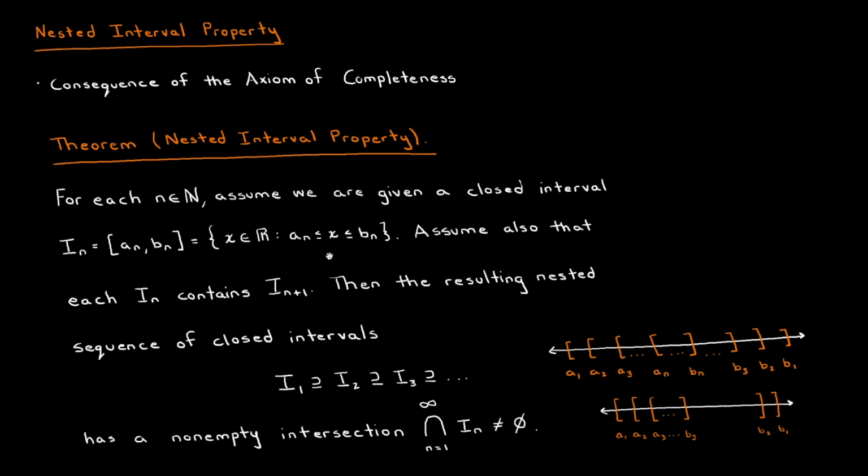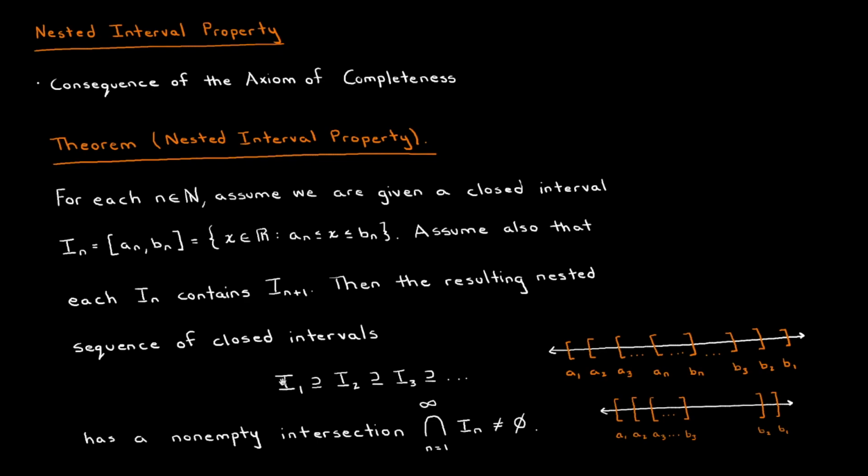At the very least, if the endpoints happen to be the same, then we will just have a singleton. Otherwise, they're infinite sets. Now continuing with the statement, let's also assume that each interval contains the next one. So I_n contains I_{n+1}. Then the resulting nested sequence of closed intervals has a non-empty intersection. So what we have here is actually infinitely many closed intervals, and as we move along this chain, the next one is contained within the previous one.